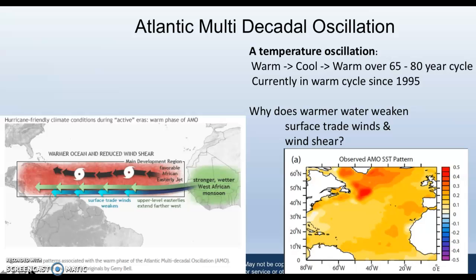That NOAA article also looks at surface trade winds and wind shear as a result of warmer ocean temperatures. So what they are saying is that in here you'll see that this warmer water, especially off the coast of Africa, is resulting in weakened surface trade winds. Now, why would that be so? You know what causes wind. You know what the primary driver of wind is. Why would those surface trade winds weaken with warmer water?